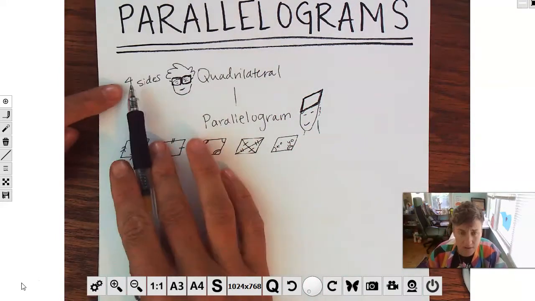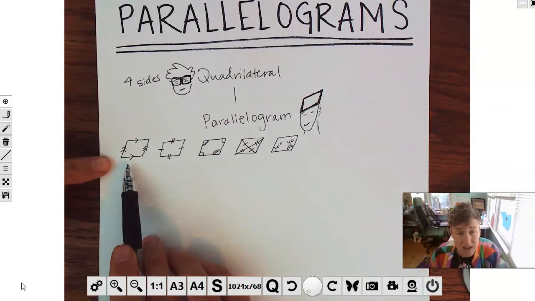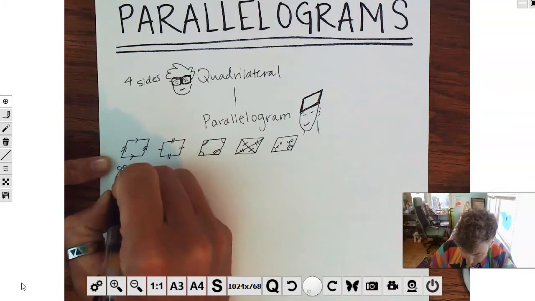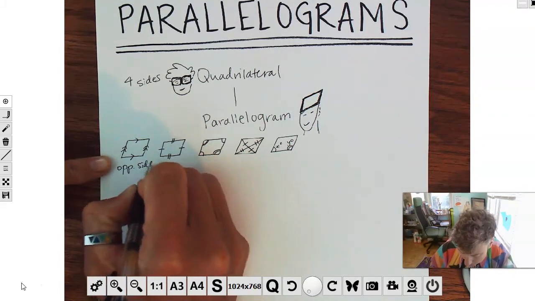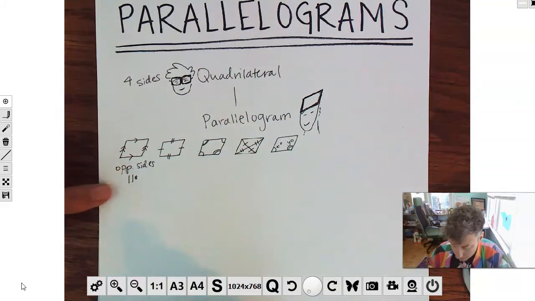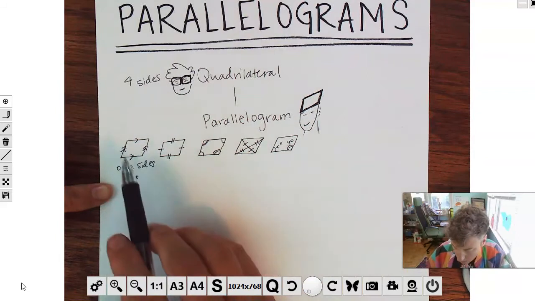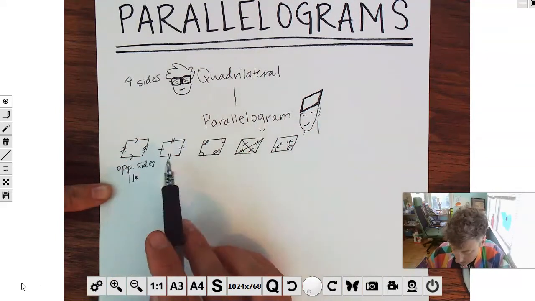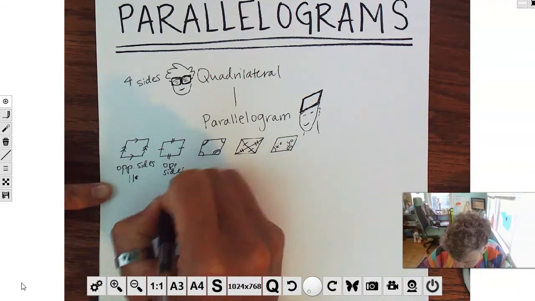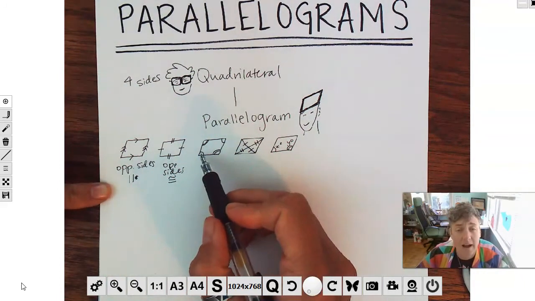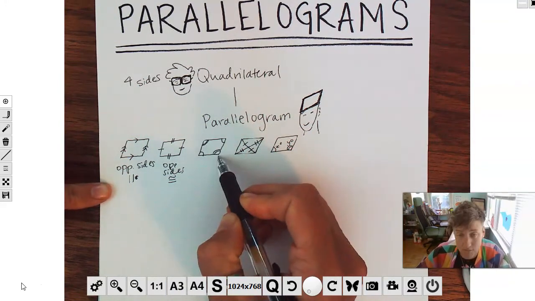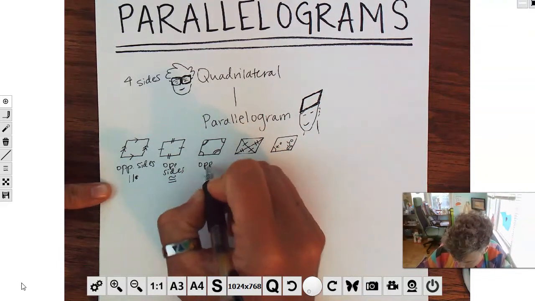So not only does he have 4 sides, but his opposite sides are parallel. That's what these arrows mean. Opposite sides are parallel. Not only are opposite sides parallel and he has 4 sides, but the opposite sides are congruent. Additionally, opposite angles are congruent. These 2 angles have 1 arc, these 2 angles have 2 arcs, so opposite angles are congruent.